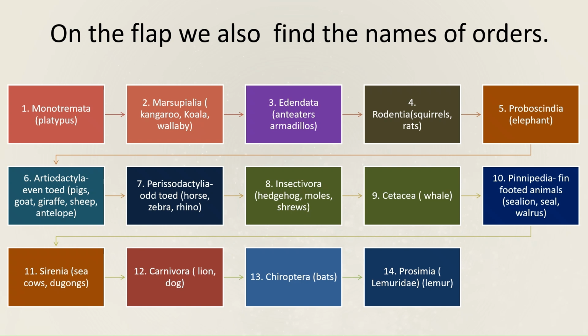10th, we have Pinnipedia, that is fin-footed animals like the sea lion, seal, and walrus. Number 11 is Sirenia, that is sea cows and dugongs. 12 is Carnivora, that is lion and dog. 13 is Chiroptera, those are bats. And 14 is Prosimia, that is Lemuridae, that is lemurs.